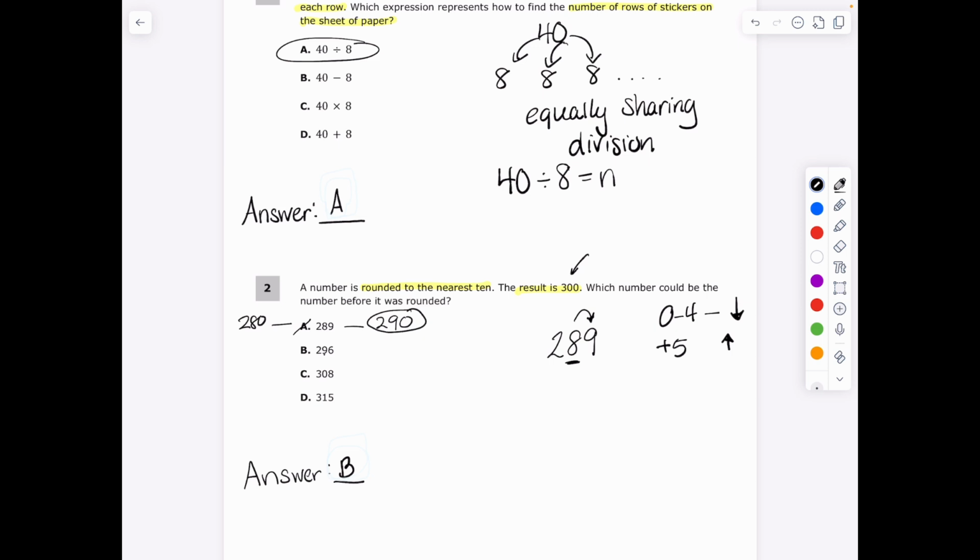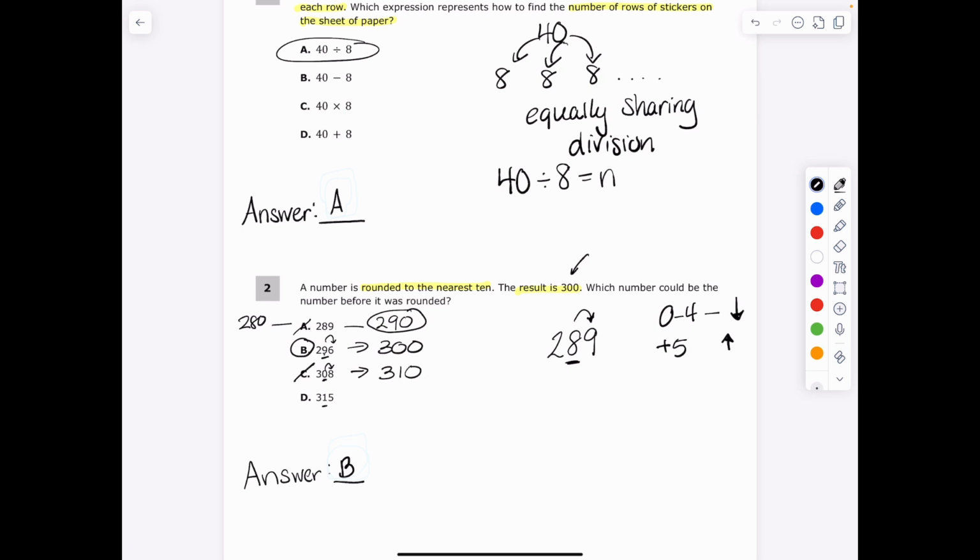And here I have 296. So here's my 9. My buddy is a 6. So it's more than 5. So that means I'm going to round up to 300, which is what we want. Let's try the other ones just to see what we have here. In C, I do have a 0, but look at his buddy. His buddy is an 8, which means I'm going to round up to 310. So that's not what we wanted.